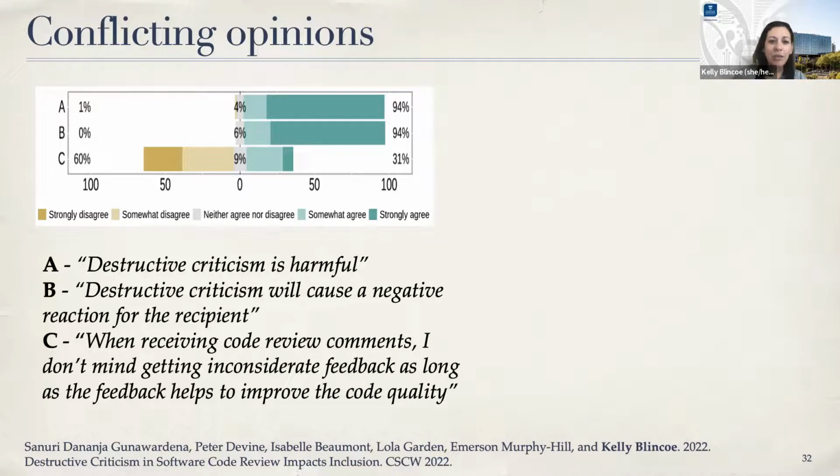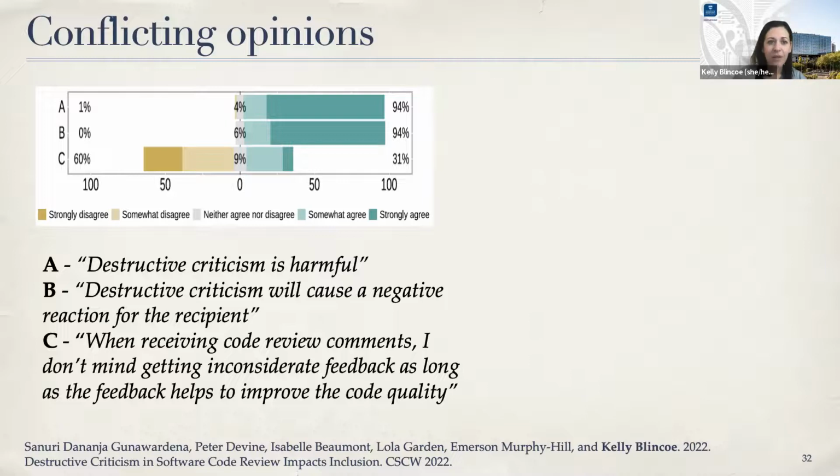But when we asked a slightly more nuanced question, the question was, when receiving code review comments, I don't mind getting inconsiderate feedback as long as the feedback helps to improve the code quality. And here we started to see differences. So while still most people disagreed with the statement, they didn't want to get inconsiderate feedback, there are 30% of our respondents that agreed with this statement. They are happy to be abused by members of their team as long as it will improve the quality of the code. And we also saw similar sentiment coming out in our open-ended responses.